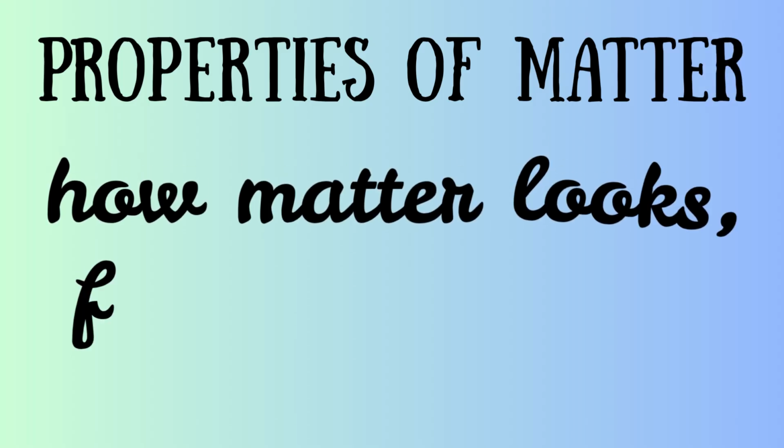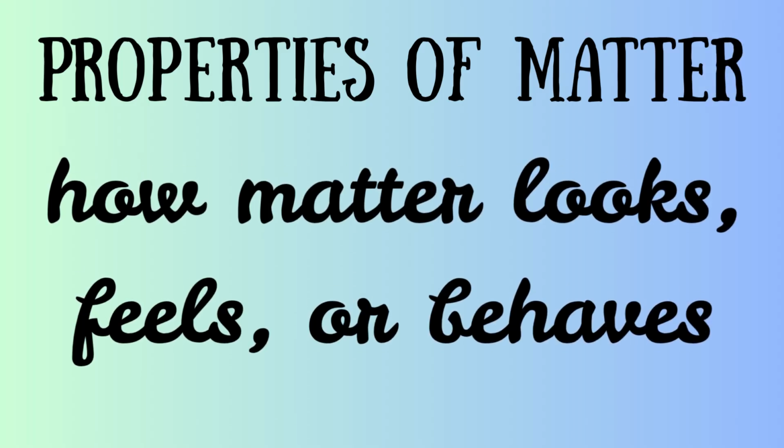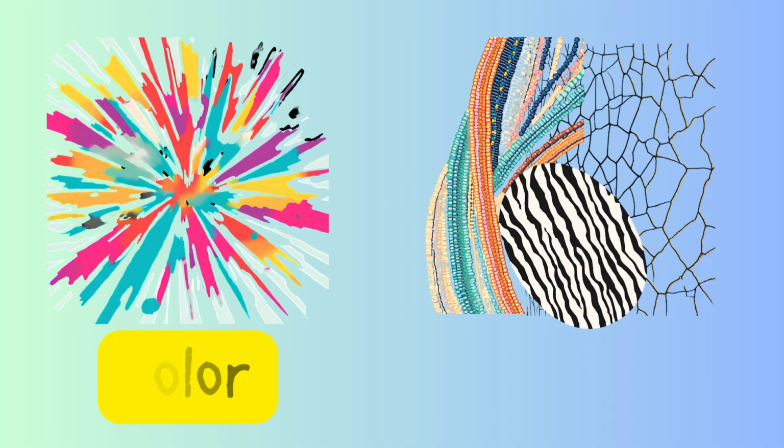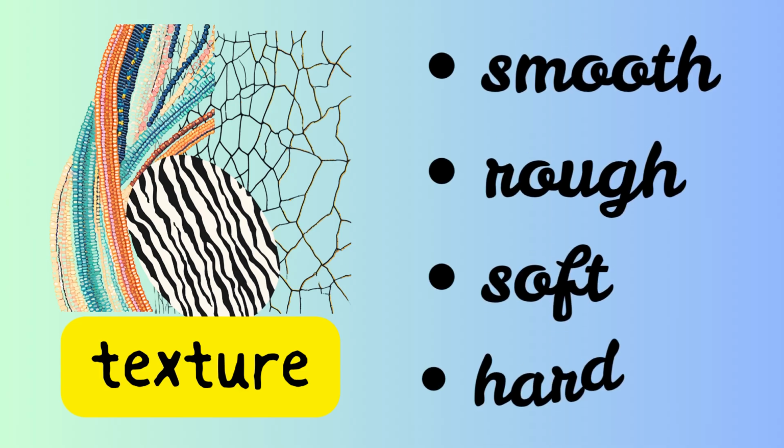Now, let's look at some special properties of matter and how we can describe them. Matter can be described in many ways. You can talk about its color, what it looks like. You can talk about its texture, how it feels. Does it feel smooth or rough, soft or hard?